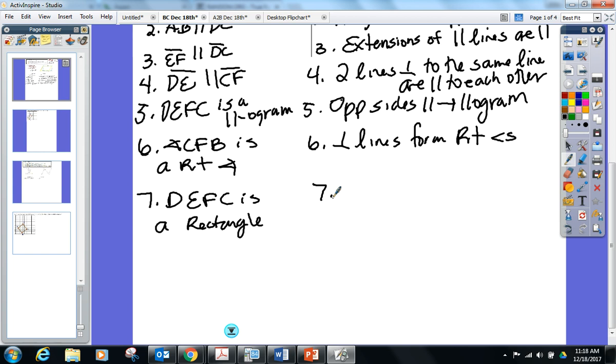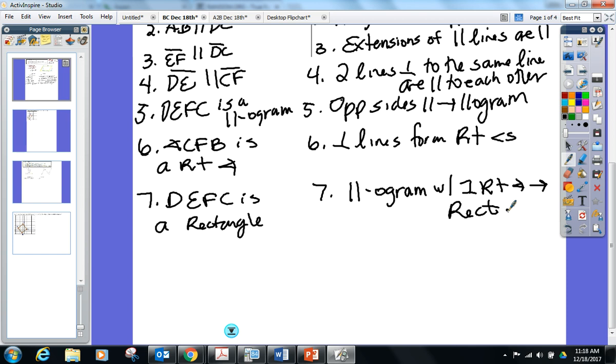Go, Sean. Okay, ready? Parallelogram, with one right angle, implies rectangle. Yep. Great job, kids. Prove it's a parallelogram, then tell me it's got a right angle or congruent diagonals.